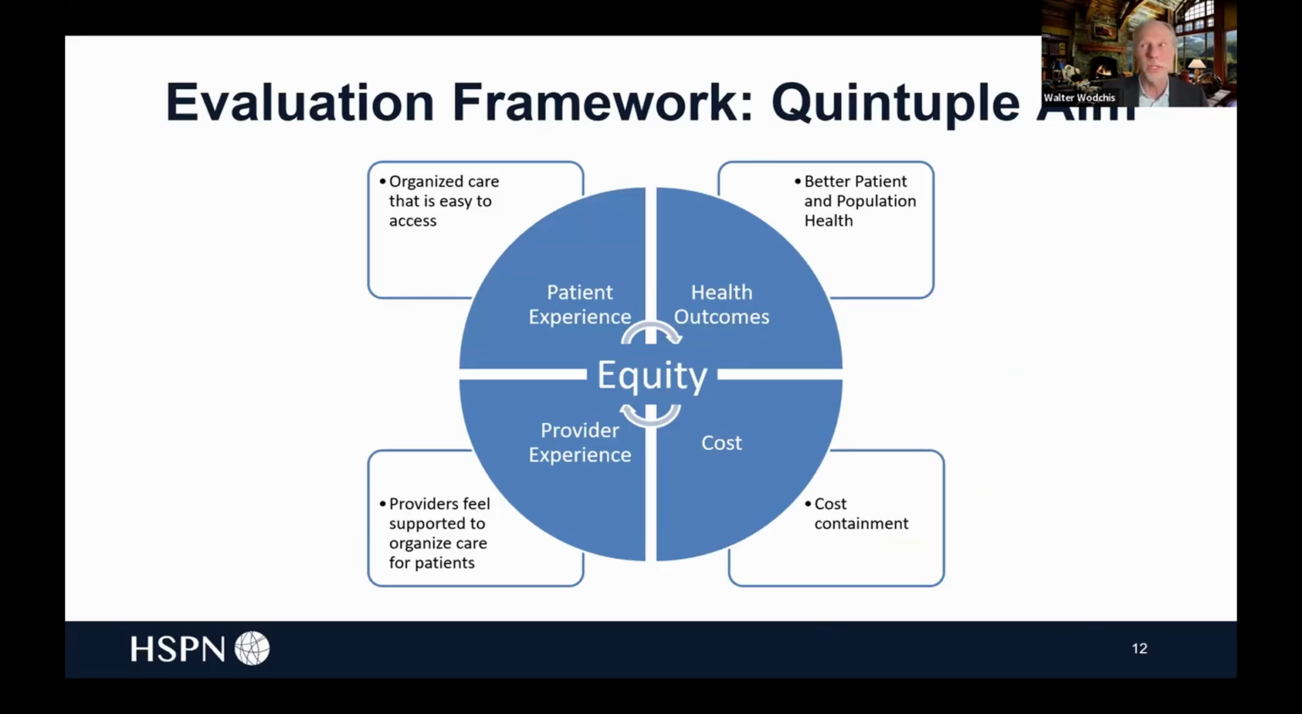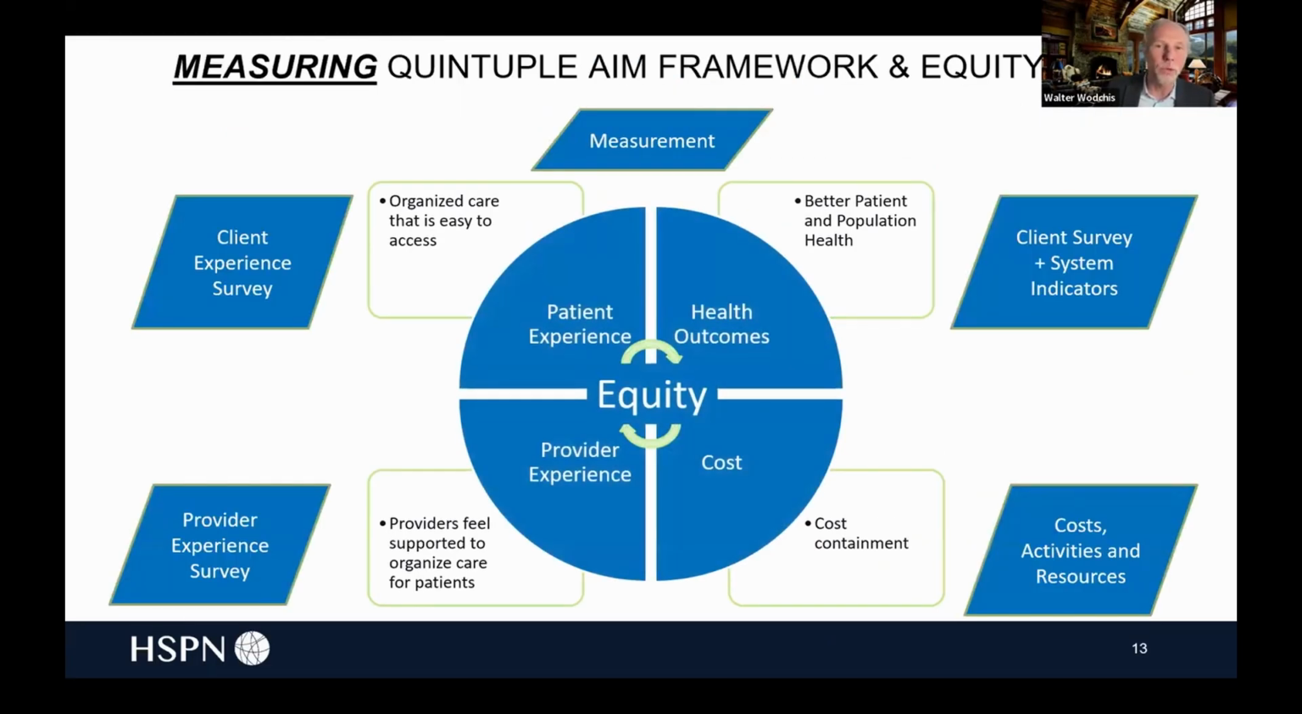And we do this through measurement. We are using different forms of measurement. We are using client surveys and system indicators. We have provider surveys, and you're going to see some of that data today. You're going to see the system indicators, and you're going to see some total cost and some resource utilization. And then we're going to talk about the context. So we're going to put some of the indicators up front, and then Gaia is going to come in and talk about the context in which all of this is happening.